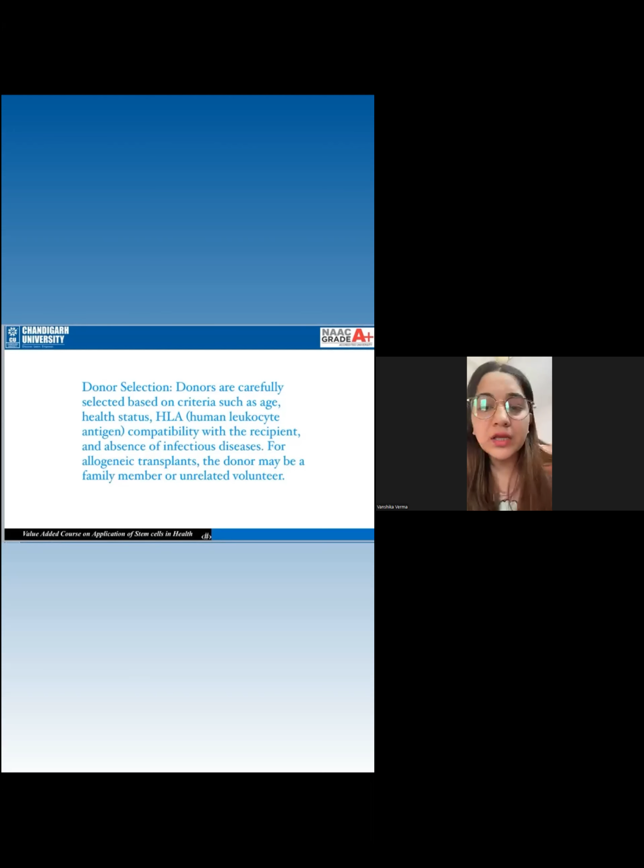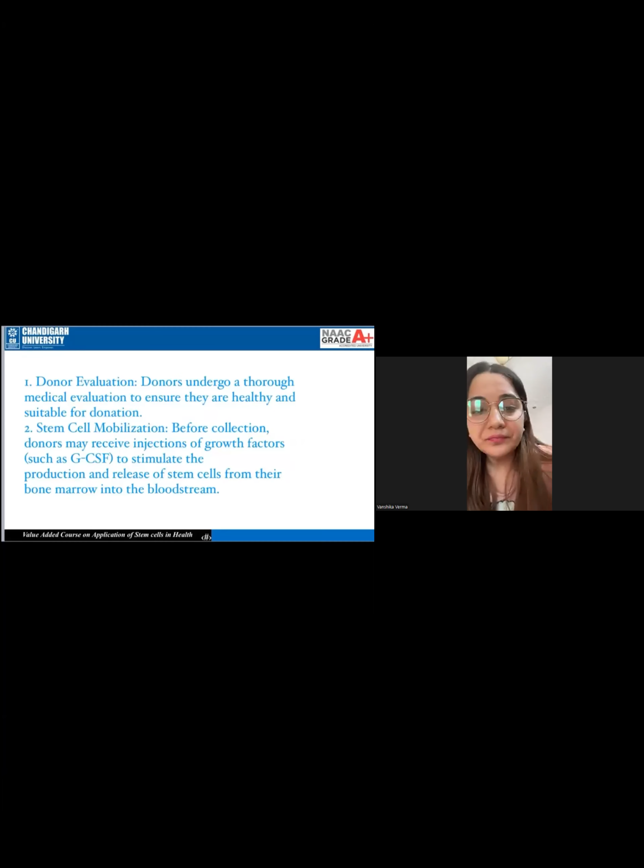It could be anyone, but it should fall within the criteria of whether this person has any infection or is taking any medicine. The age limit should be there, same as we do in the blood bank when we donate blood to the patient. Okay. So, if I talk about the donor evaluation, the donor undergoes a thorough medical evaluation to ensure that the health is okay and suitable for the donation.